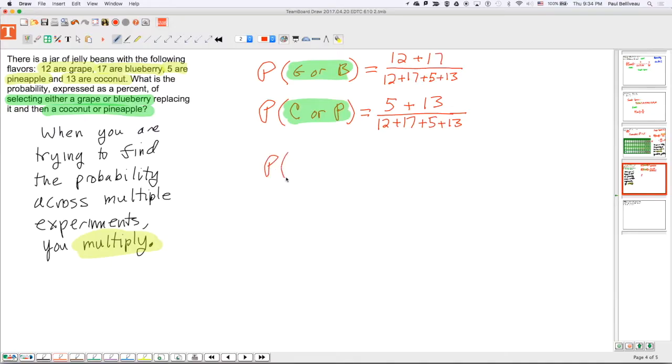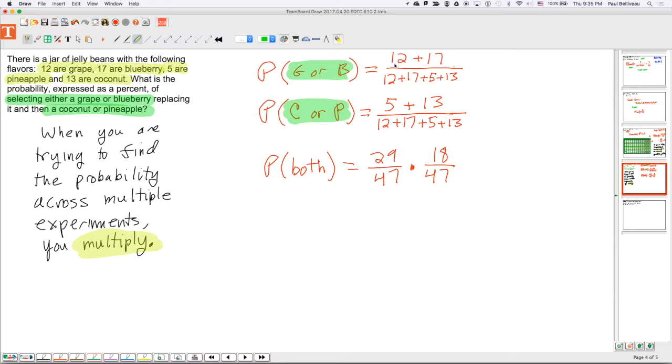So the probability of both is, well, 12 plus 17, that is 29 over 47, if I've added this correctly. I'm actually going to pause here and double check for a moment. Yep, pretty happy with that one. And then you multiply that. 5 plus 13 is 18, also over 47.